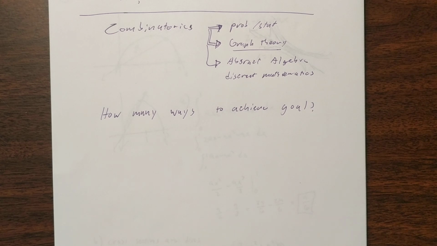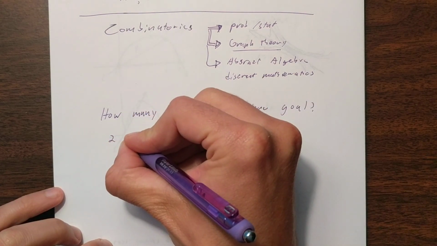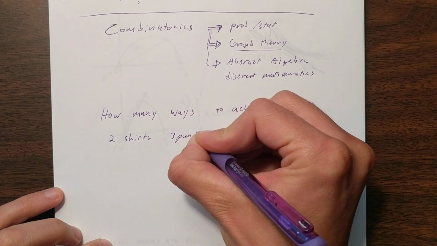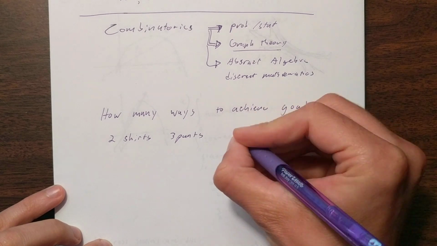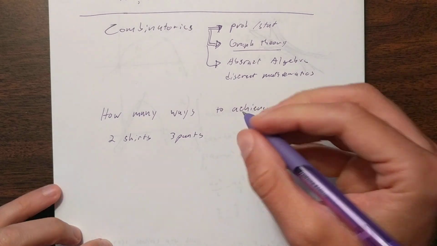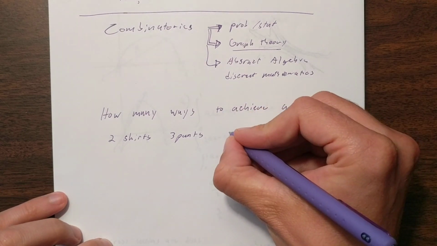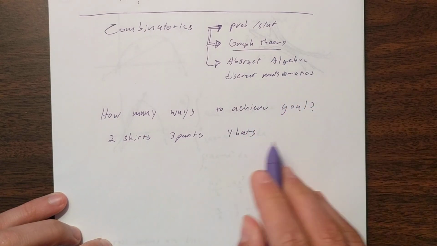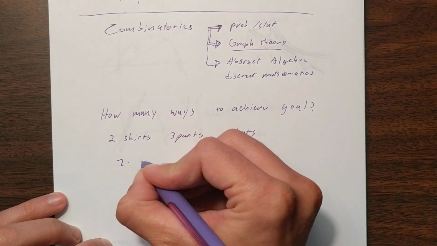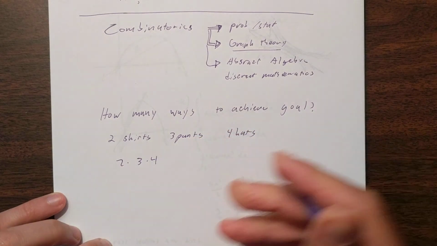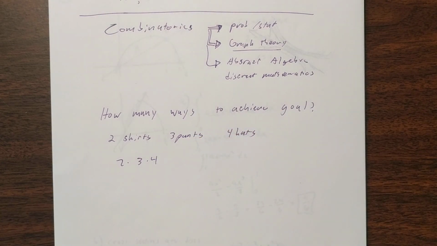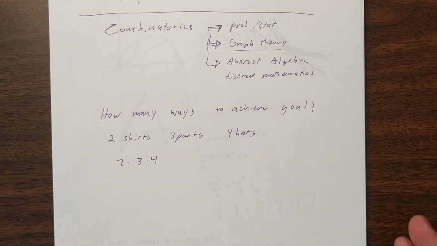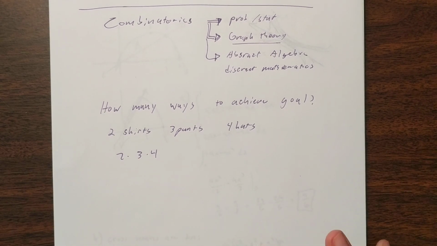For example, you have 2 shirts, 3 pants, and, I don't know, maybe 4 hats. How many outfits can you do? Well, this is easy. It's 2 times 3 times 4, right? You just multiply them. So that's fairly simple. But that's a real basic example of what combinatorics is.